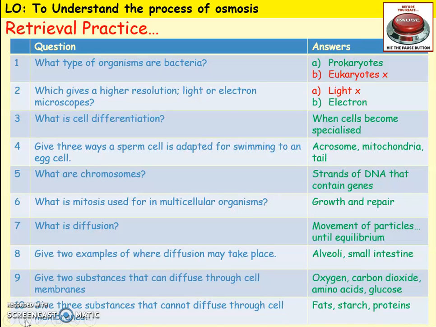Question 9. Give 2 substances that can diffuse through cell membranes. Well, I've given you a few more there, but we've got oxygen and carbon dioxide. They're both really small and can pass through the cell membrane, whereas other larger particles or molecules, like in question 10, can't pass through. So fats, starch and proteins are all too big to pass through the cell membrane.